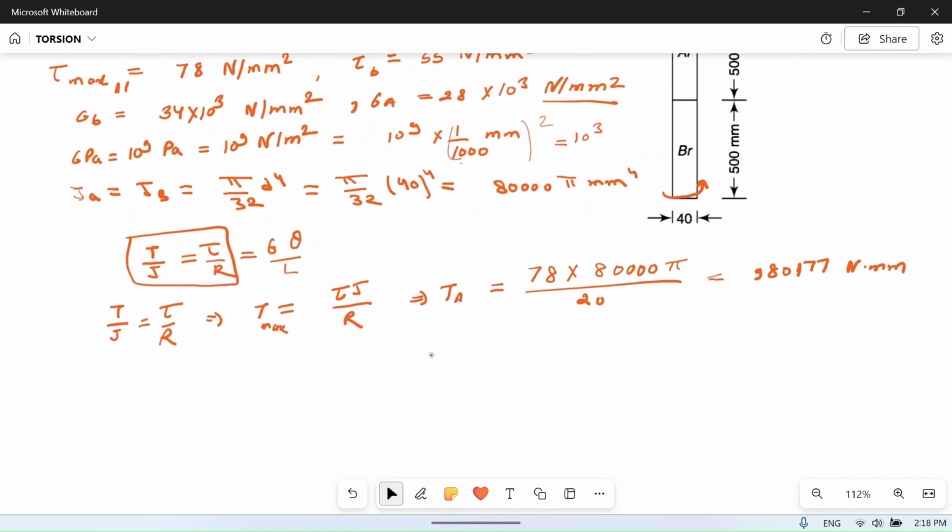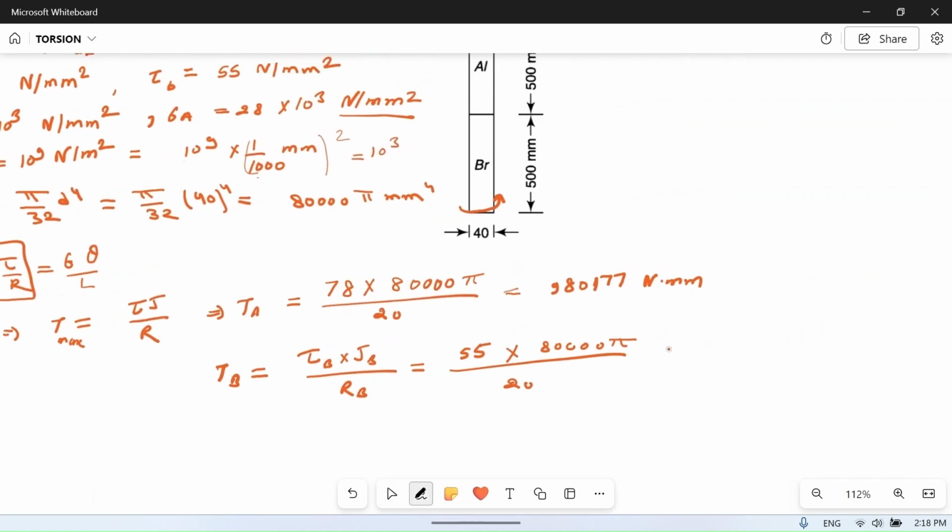Now if you calculate the torque in brass, you get tau brass into J brass divided by R, the radius of brass. So tau is 55 Newton per mm square, J is 80,000 pi for both because they have the same section, and D is also the same, so D by 2 is 20. If you calculate this, then you will get 691,150 Newton meter.